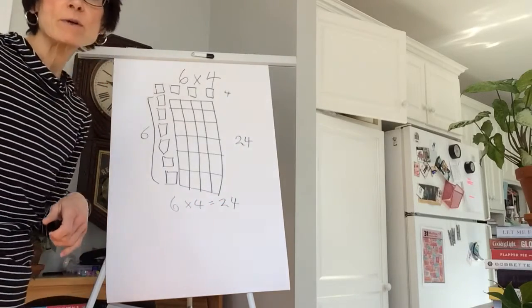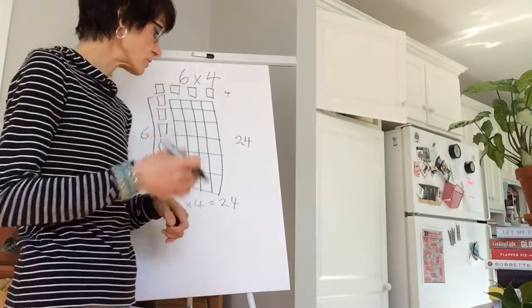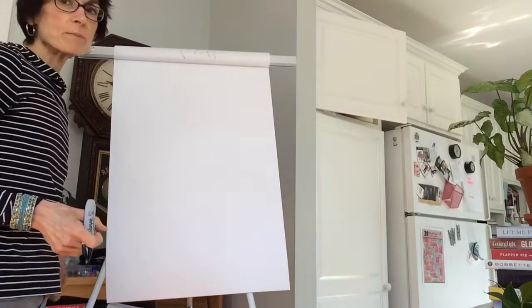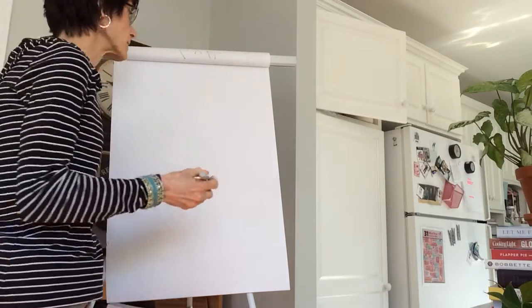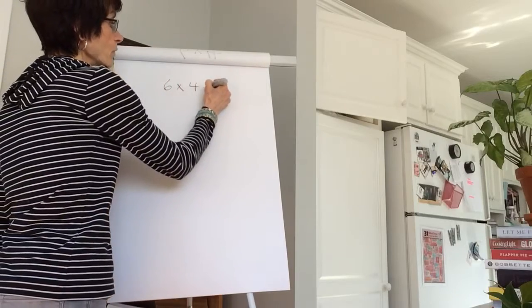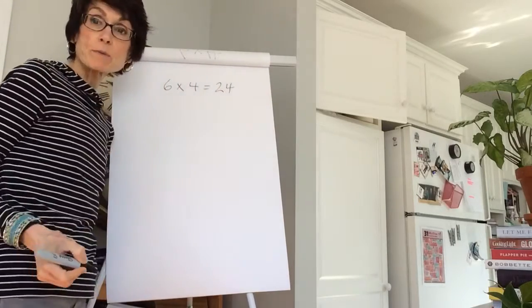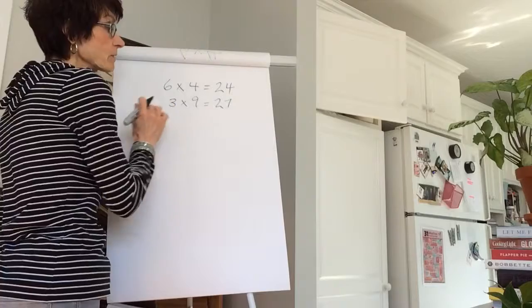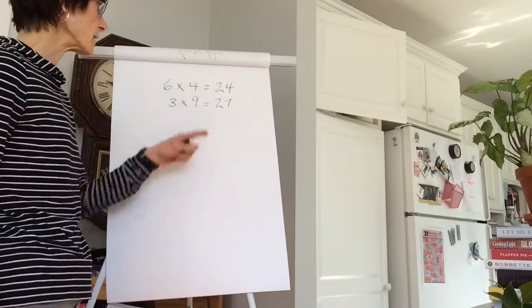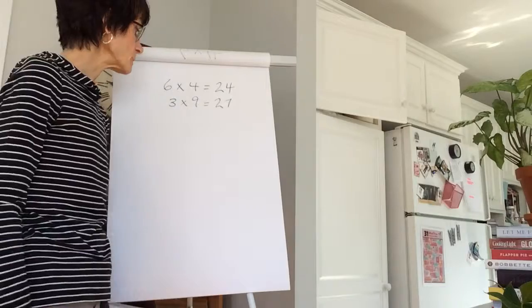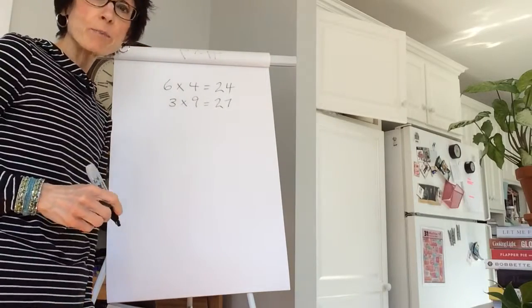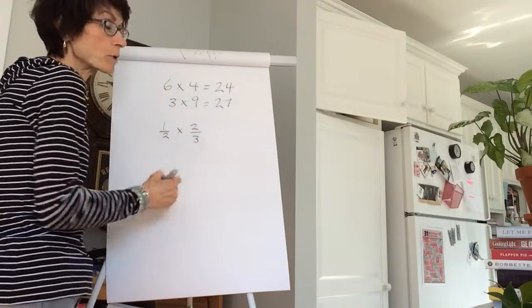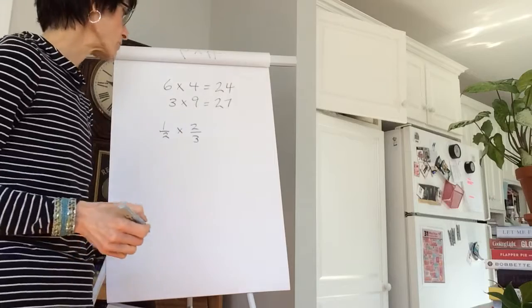Well, the same concept goes with fractions. The difference with fractions is when we multiply two whole numbers together, we usually get a larger number. For example, we just did 6 times 4 equals 24. If we multiply something like 3 times 9, we get 27, a number that's bigger than those two, because we have 9 groups of 3. But when we multiply proper fractions, so we're talking about something like 1/2 times 2/3, we're going to get an answer that's actually less than 1.